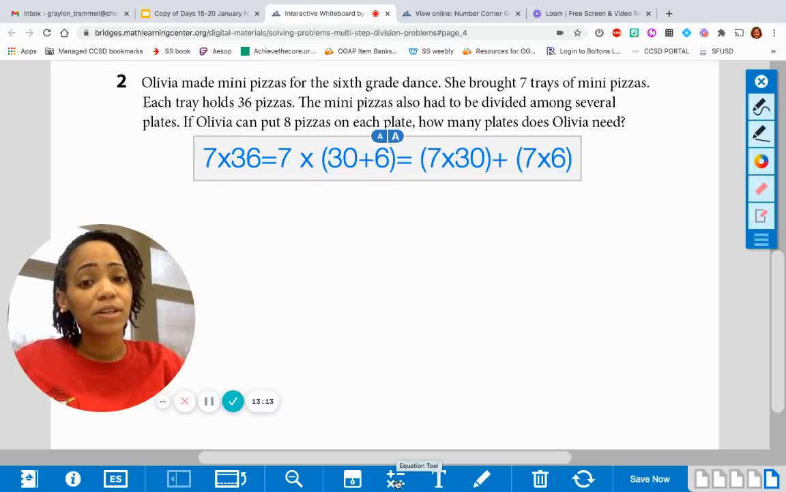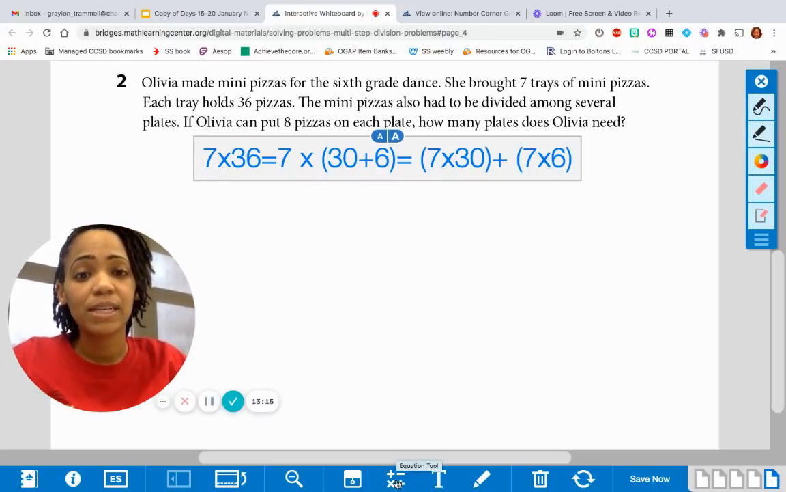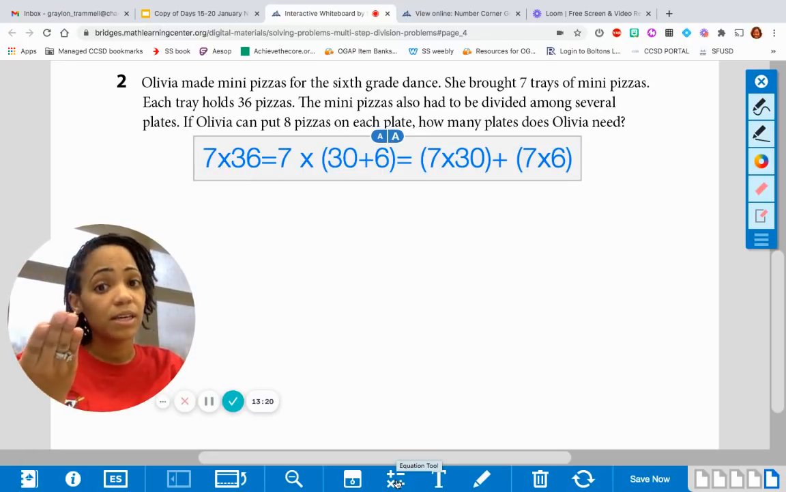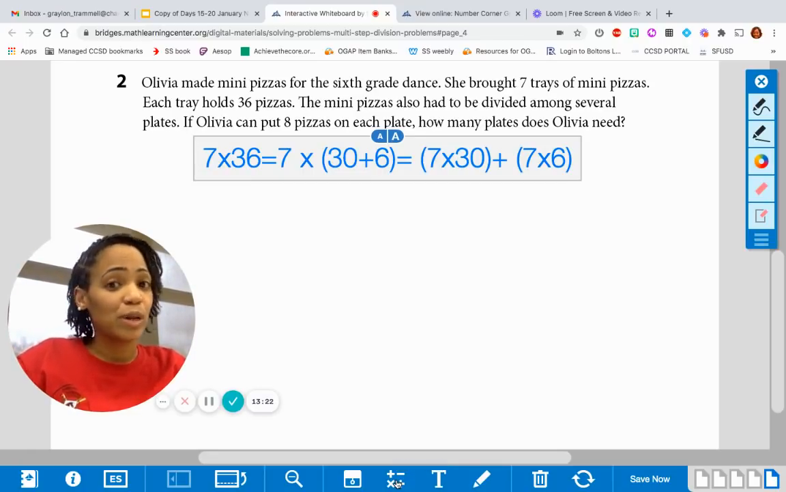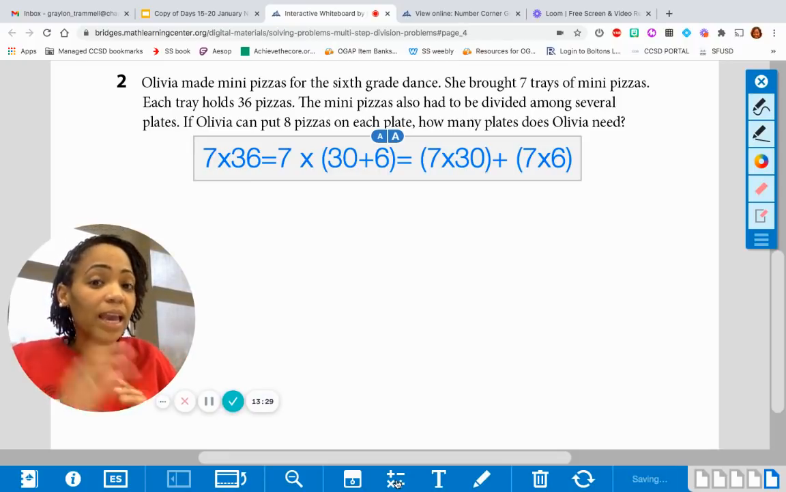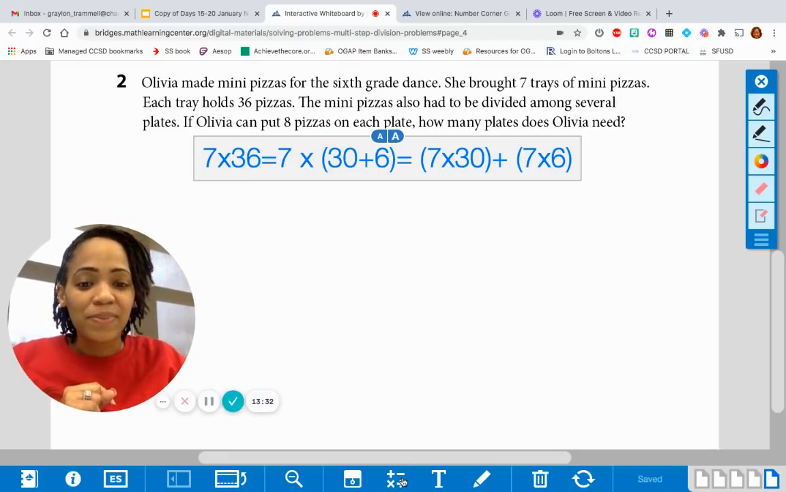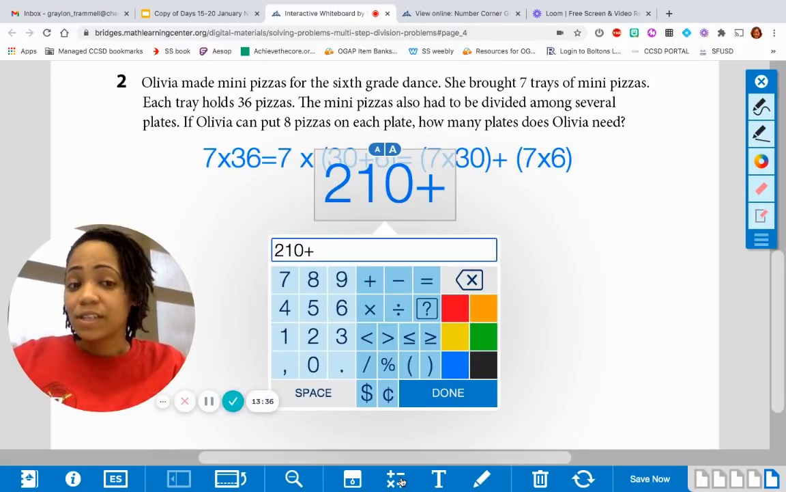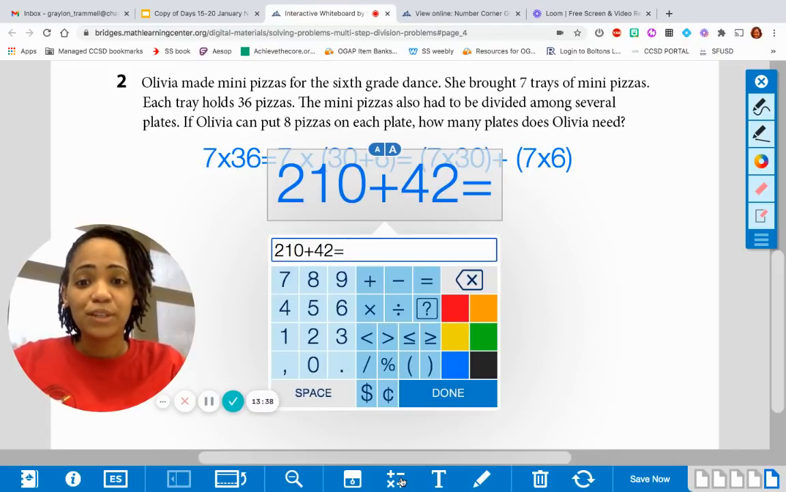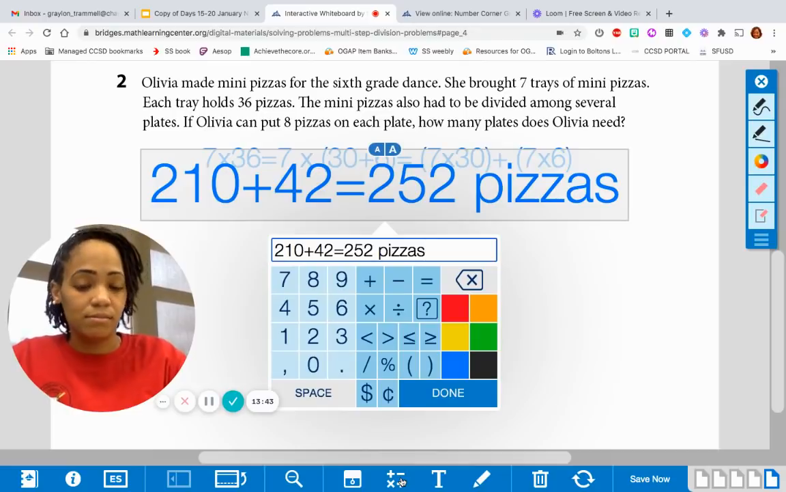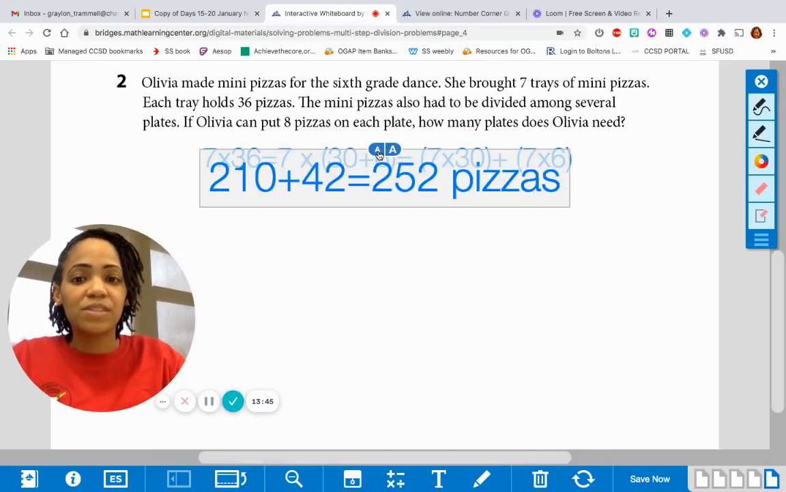We know 7 times 30 because we can break up 30 into 3 times 10. So it'll be 7 times 3 times 10. Some of you know what teachers are calling the add 0 rule, but I hate that rule because we're not really adding 0. We are increasing by a power of 10. So 7 times 30 is 210 plus 7 times 6 is 42. So now I have 252 pizzas.